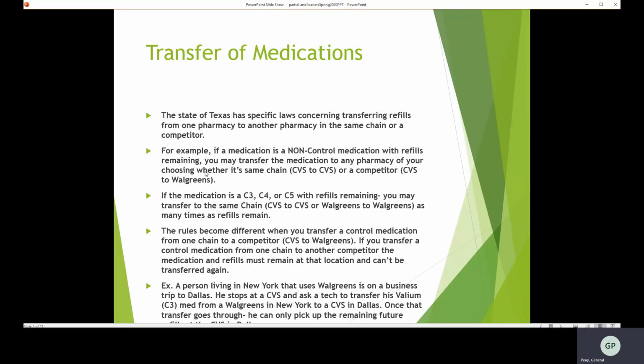So if he transfers his medication to that CVS across the street from the hotel in Dallas, all the remaining refills must be picked up at that CVS. So that's going to be a problem when he returns home to New York, because he's just in town visiting. So the best thing to do is, when you have controlled medications, transfer it to the same chain. So if your original prescription is at a Walgreens and you travel out of town, you want to find a Walgreens in the town that you are in to transfer the remaining refills.